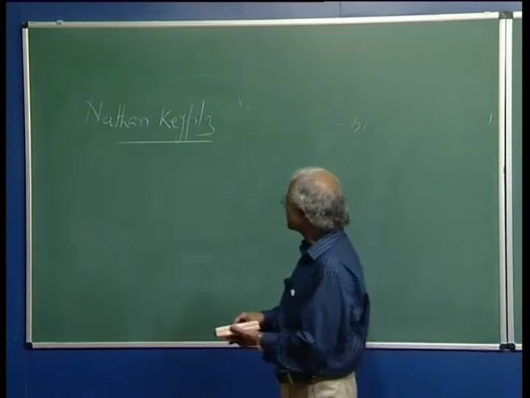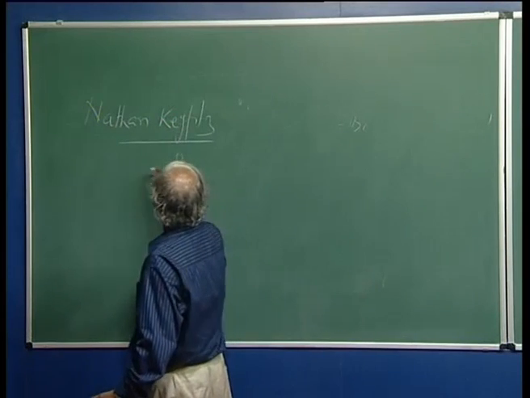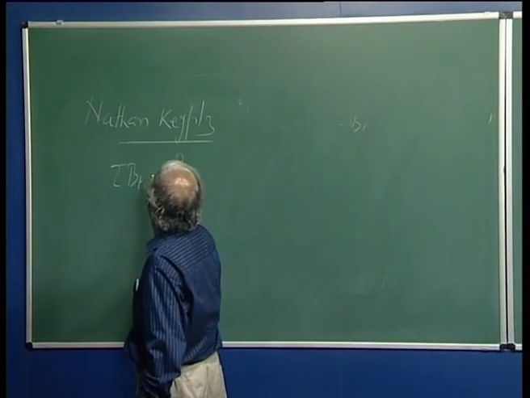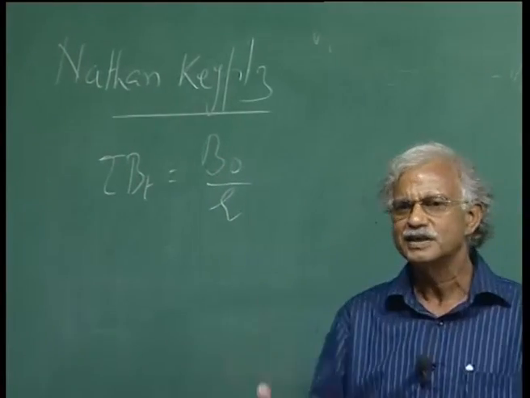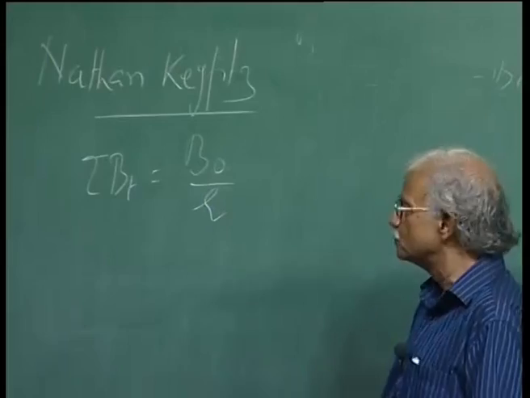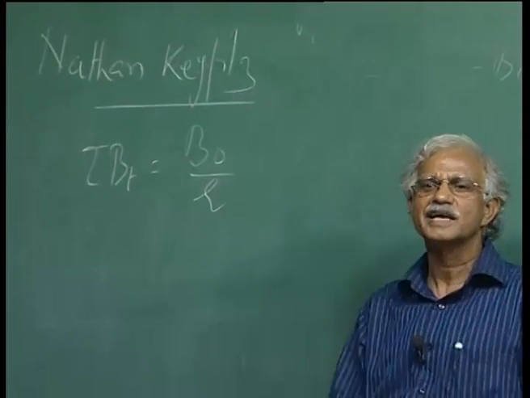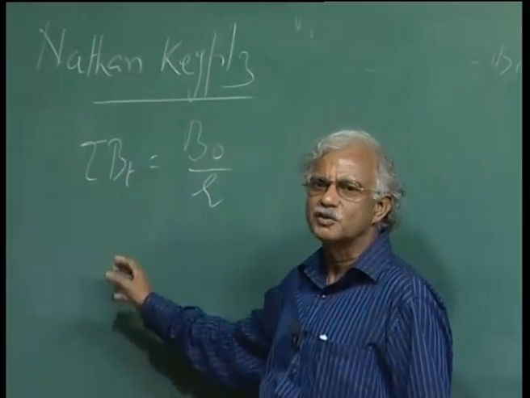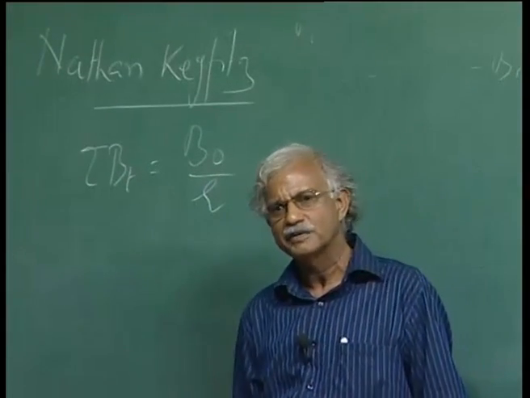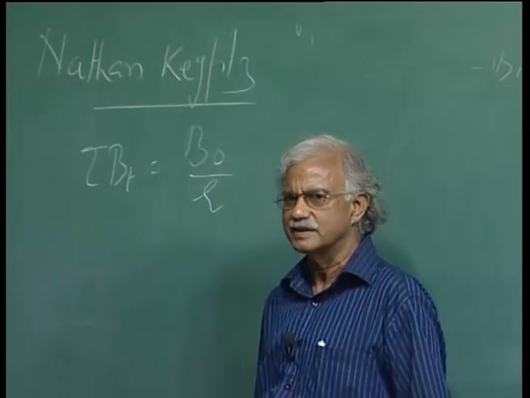So, using that formula, that sigma b t is b 0 divided by r, you can calculate how many humans were born during a given time period. And if you add all these numbers, you can know how many people have ever been born on this planet Earth.